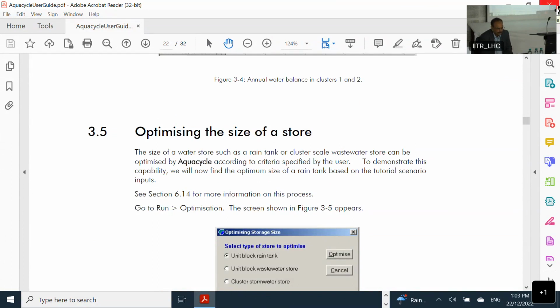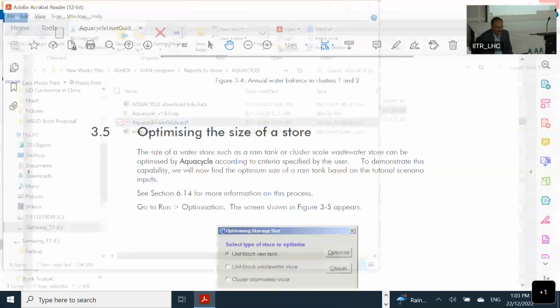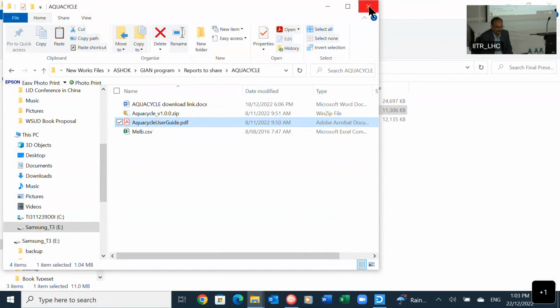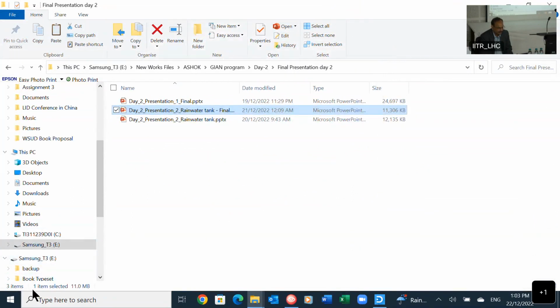So I think I will stop it over here, and we'll see you in the afternoon. It's 2:30. Okay, we'll start another topic on water sensitive design. So this will be the end of the rainwater tank.